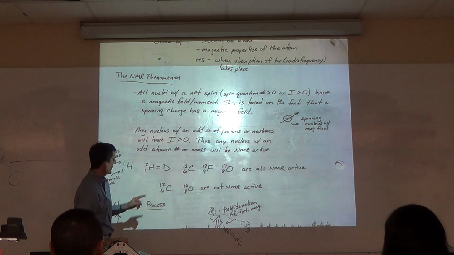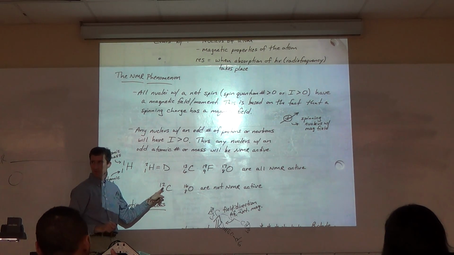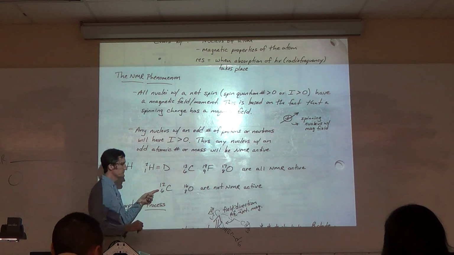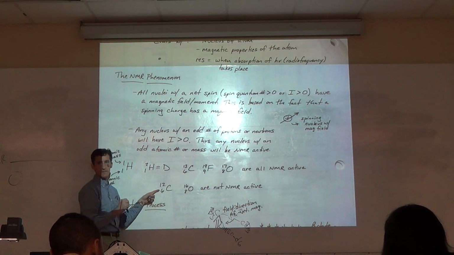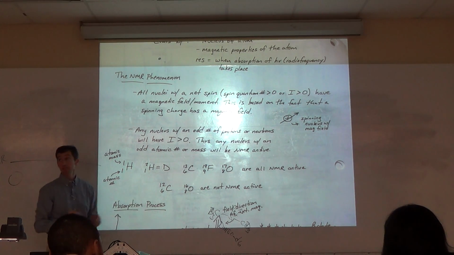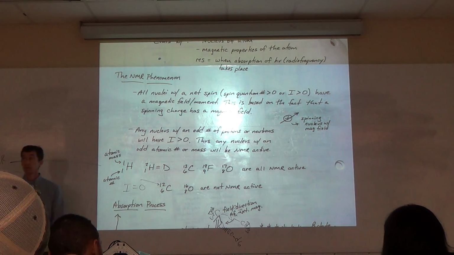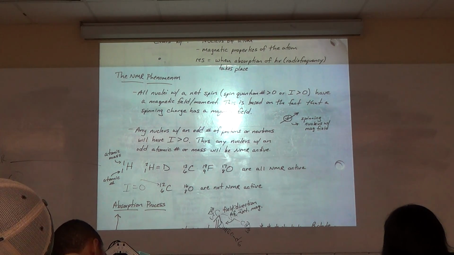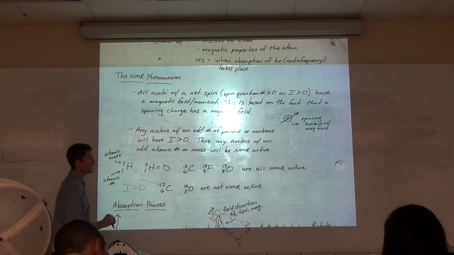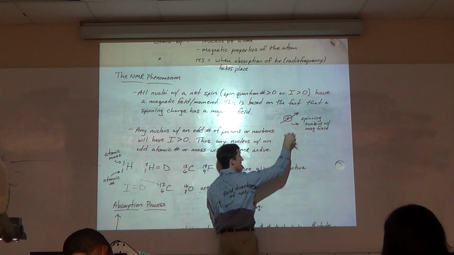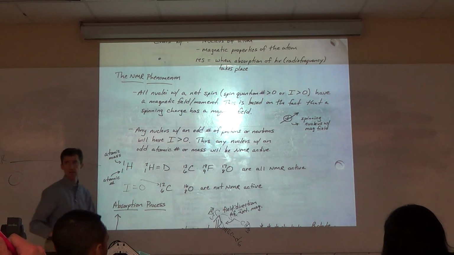Okay. Carbon-12 is the most abundant isotope of carbon. Is it NMR active? No. Well, you can read that. But why is it not? How many protons? 6. That's not odd. How many neutrons? 6. That's not odd. Game over. Sorry, it does not have a net spin. I equals 0 for this guy. No net spin, thus not NMR active. Now we haven't said why it has to have a net spin. We're just saying that it does for now.